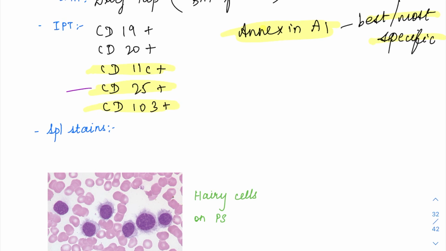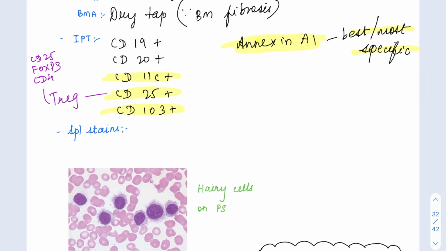If you remember CD25, where else did I mention? CD25 was expressed by the T regulatory cells. So T regulatory cells were positive for CD4, FOXP3 and then CD25, right? So hairy cell leukemia and Treg cells are going to be CD25 positive.